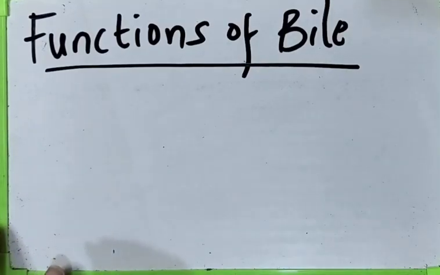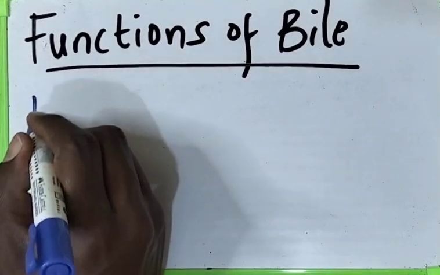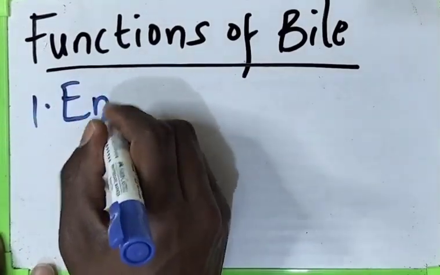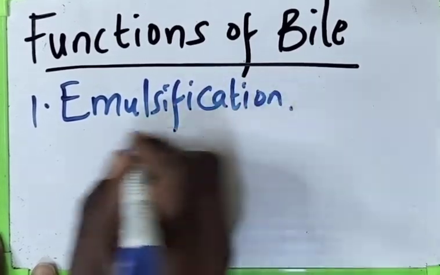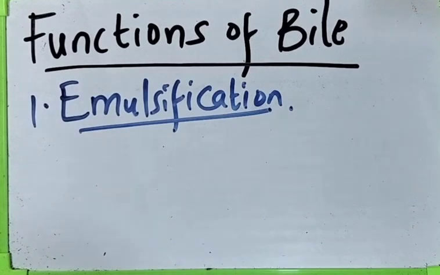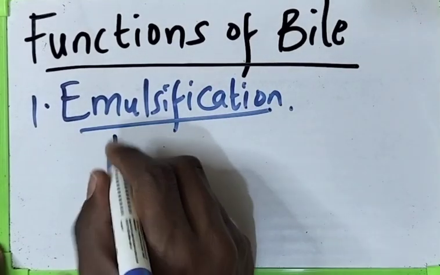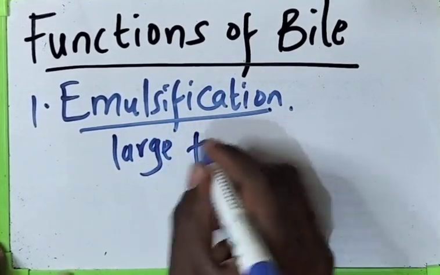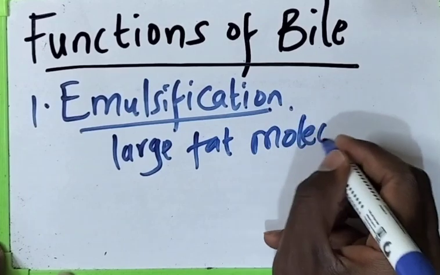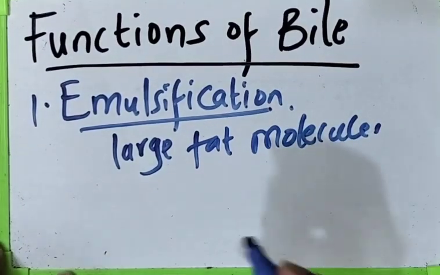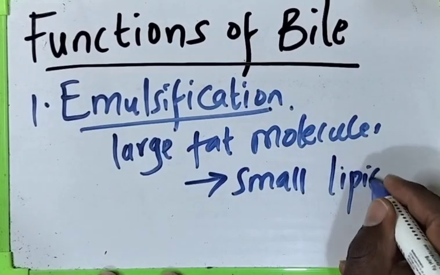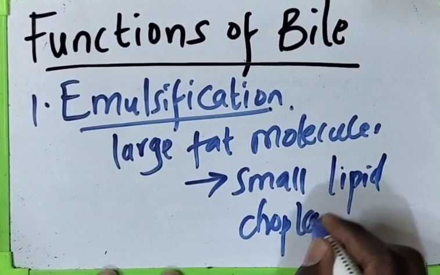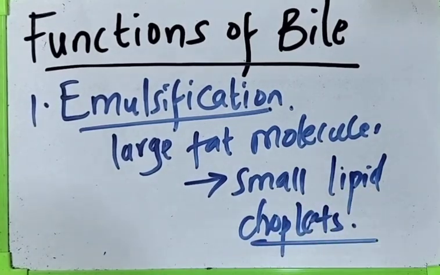Functions of bile. Number 1, emulsification. Bile salts play a role in the digestion of fats. Large fat molecules are broken down into small lipid droplets. And this is what we are calling emulsification of fats.